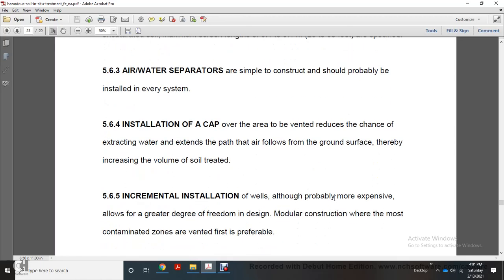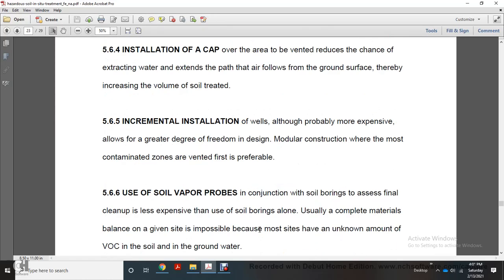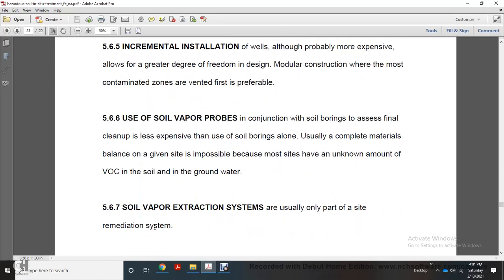Incremental installation of wells, although probably more expensive, allows for a greater degree of freedom. Design modular construction where the most contaminated zones are vented first, preferably. Use soil vapor probes in conjunction with soil borings to assess final cleanup, which is less expensive than soil borings alone. Usually a complete material balance is impossible to make, given the site. Most sites have an unknown amount of VOC in the soil and groundwater.